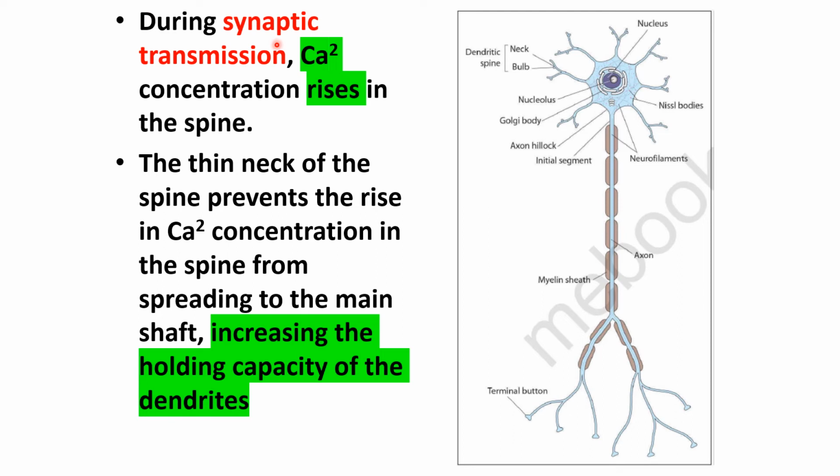Now during the synaptic transmission, the calcium concentration rises in the spine, and the thin neck of the spine prevents the rise in the calcium concentration in the spine from spreading to the main shaft, so increasing the holding capacity of the dendrite.